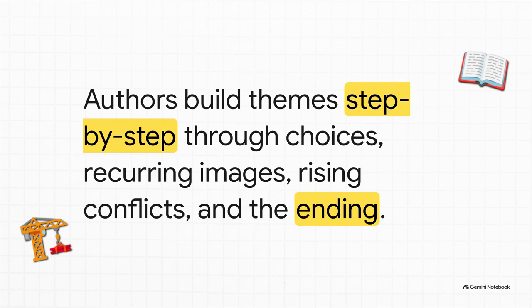Actually, let's just shatter a common myth right here, right now. Themes are not just randomly dropped into the last paragraph of a book like a sticky note. That's just not how it works. Themes are developed carefully over time. Authors are basically master architects, and they build their central message step by step. How? Well, they do it through the really tough choices their characters have to make, those recurring images you keep noticing chapter after chapter, the rising conflicts that test our heroes, and finally, how the whole thing resolves. The theme is the entire building, not just the roof.